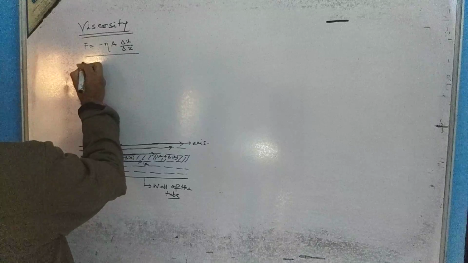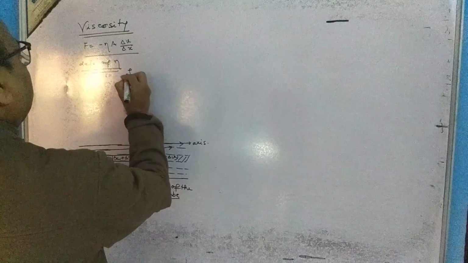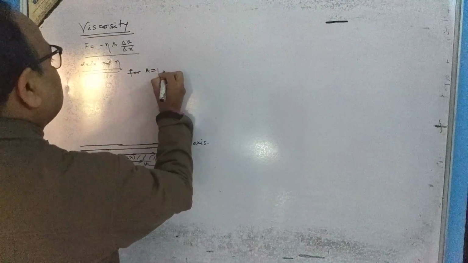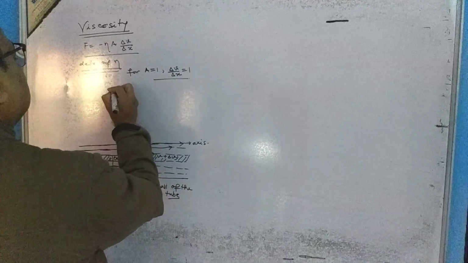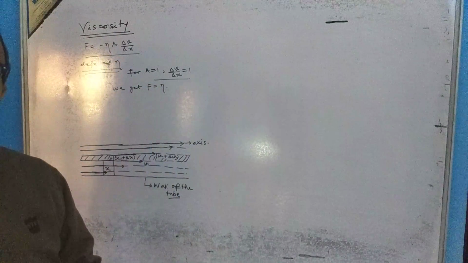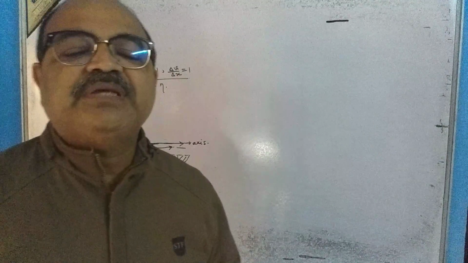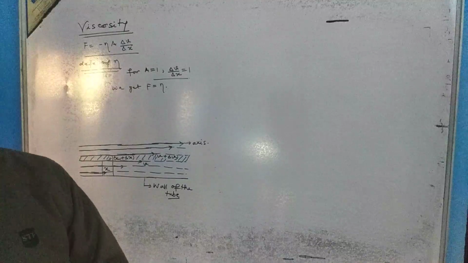Now I want to discuss the definition of the coefficient of viscosity. I write here, definition of eta. For A equal to 1 and delta V by delta x equal to 1, we get F equal to eta. Again, dropping the negative sign, because the negative sign shows it is the opposing force, the negative sign can be dropped.